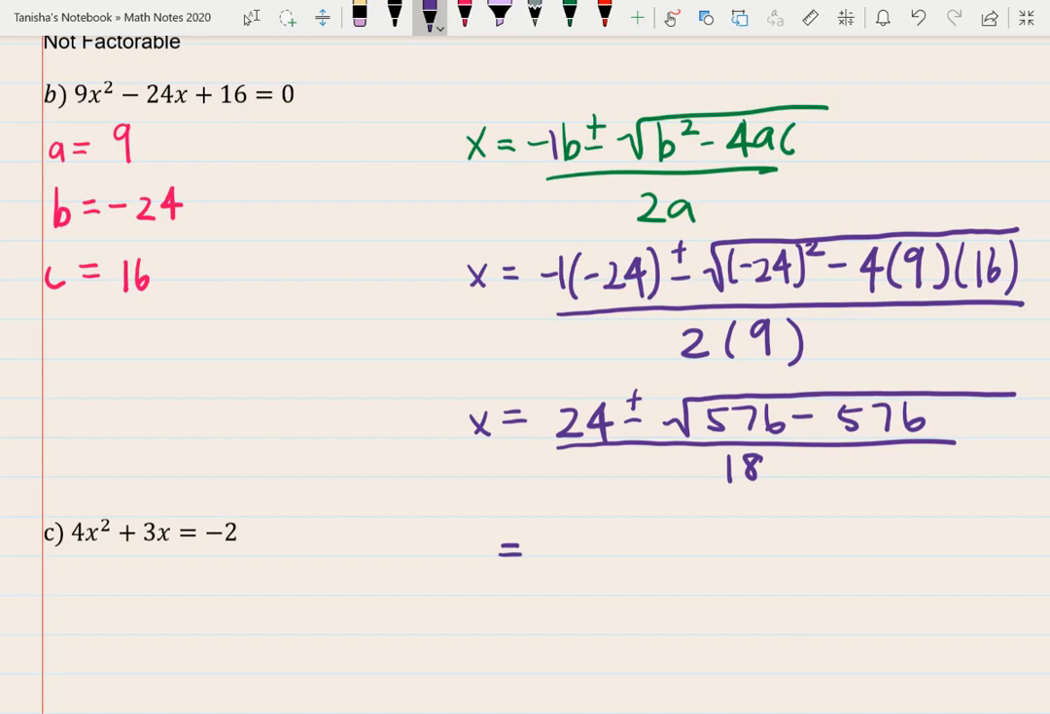And again, we evaluate. So we have 24 plus or minus the square root of 576 minus 576. Well, that's 0, over 18.